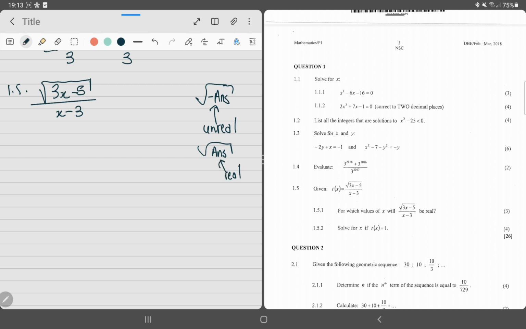So in other words, 3x minus 5 must be greater than 0 in order for this to be real. So the answer should be positive. So it must be greater than 0. So 3x should be greater than 5. Therefore, x should be greater than 5 over 3.